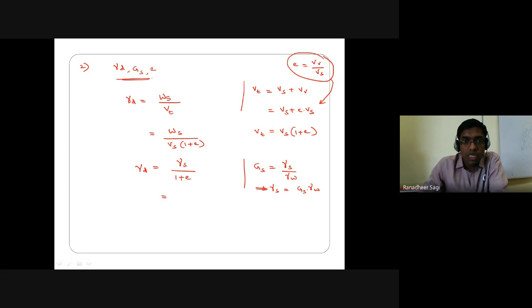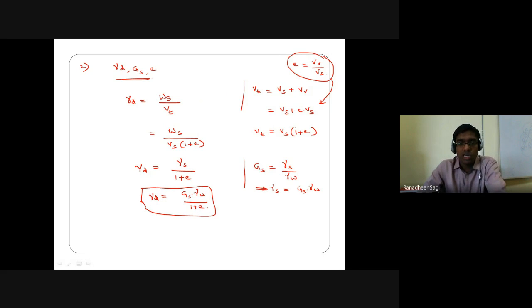So I'll go back to my expression and substitute gamma S is equal to Gs into gamma W, by 1 plus e. Okay, so therefore I can say my gamma D is represented in terms of the specific gravity of soil solids and the void ratio of that particular soil. And I also have my expression in terms of unit weight, because the unit weight of water is a standard value that we represent as 9.81 kilonewton per meter cube. It's not an unknown parameter, it's a known standard value. Okay, so that's how you have developed a relationship between gamma D, specific gravity of soil solids, and the void ratio.